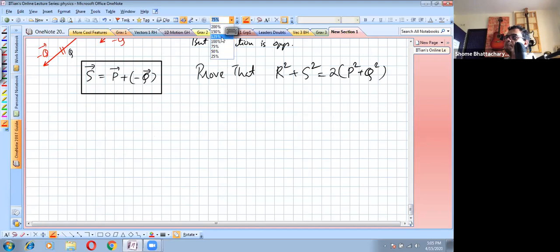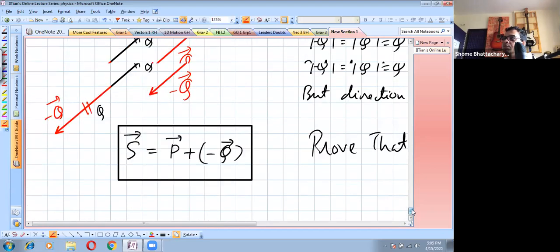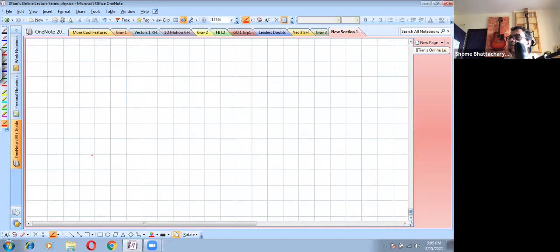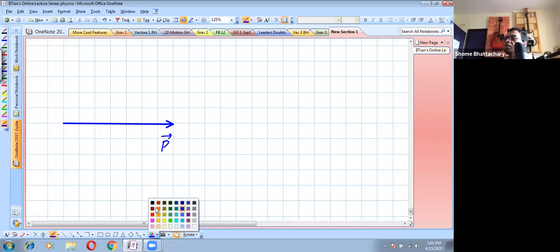So all this information which I've written, I'm now going to convert it to geometry. The information is that P plus Q is equal to R and P plus minus Q is equal to S. So let me make use of that. Now let's say the vector P is this one. This is my vector P, and my vector Q is, suppose, this one. And the angle between them is some theta.